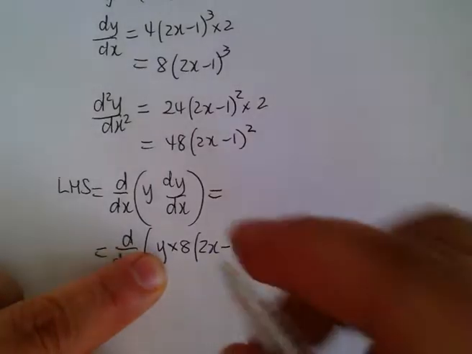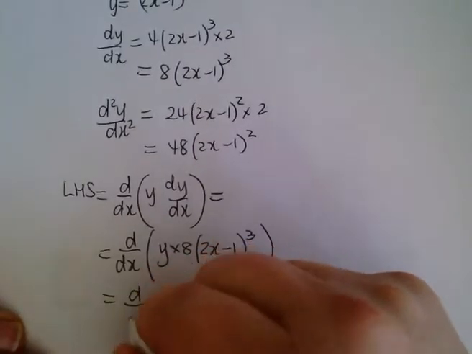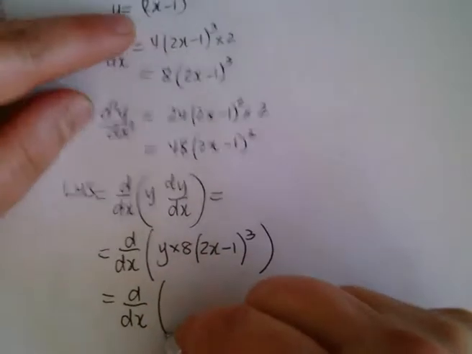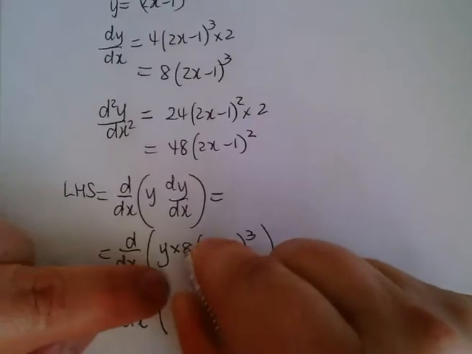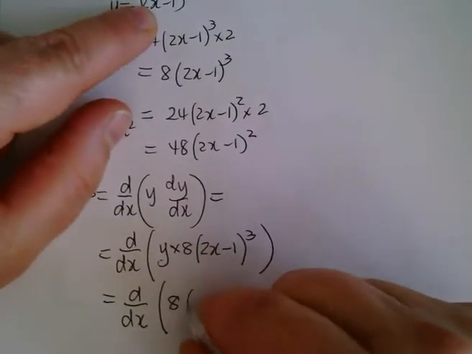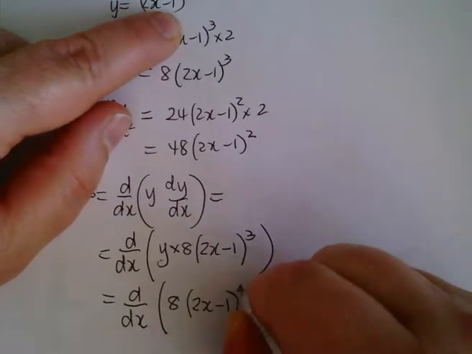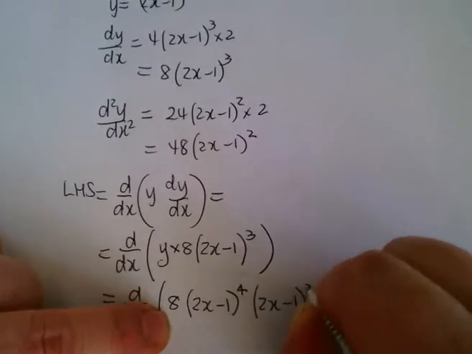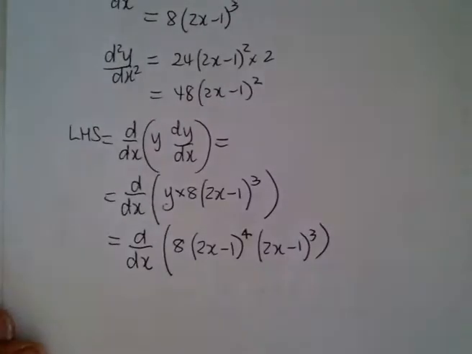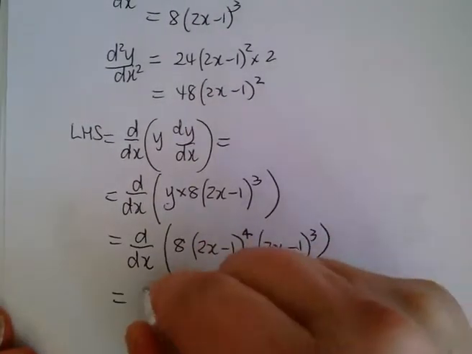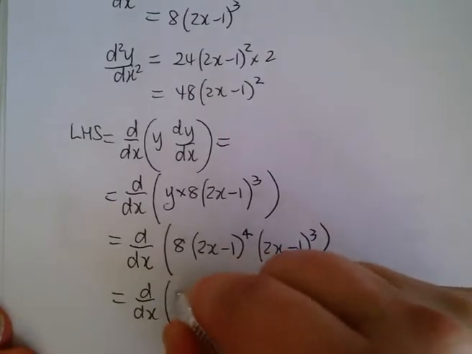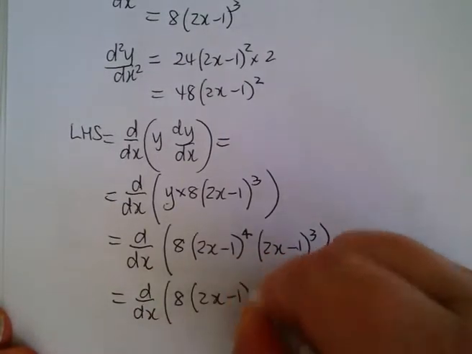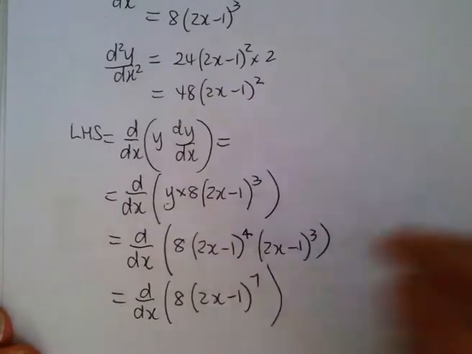Replace it with what y is, which is d by dx of, I'm going to put the 8 out the front, then times y, which is 2x minus 1 to the 4. You got what I'm doing? And then times 2x minus 1 cubed. What do we do there? Bases are the same. Add the indices. 2x minus 1 to the power of 7. Oh my God, I got it right.